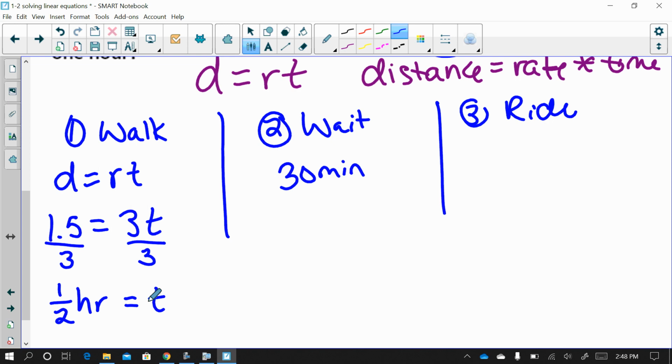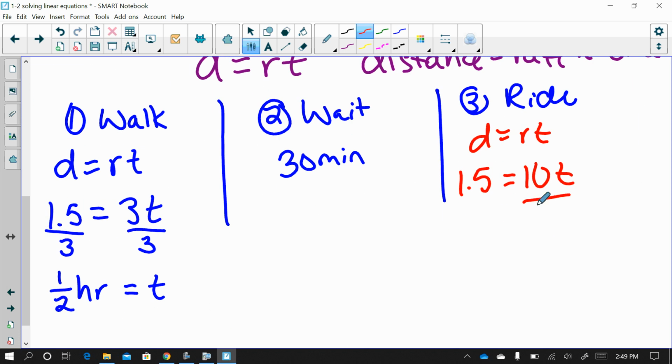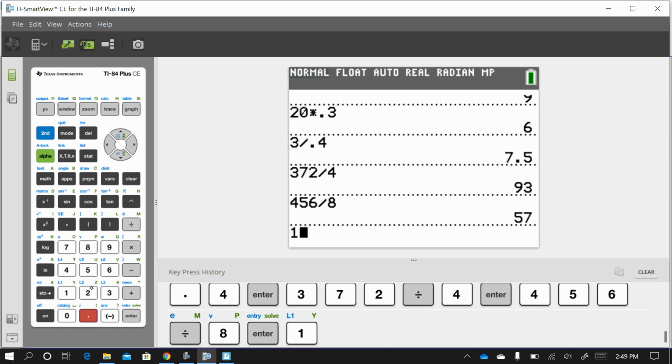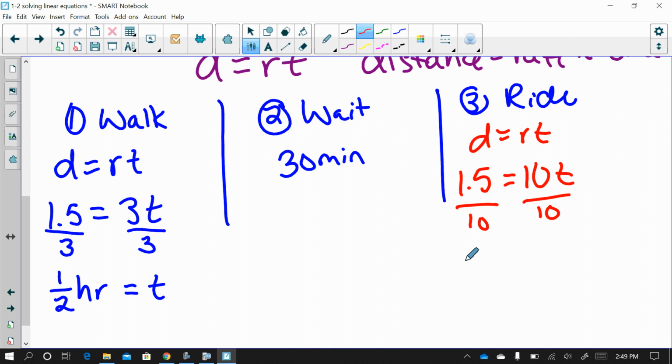Let's look at the riding now. Again, we're doing distance equals rate times time. Distance didn't change. That's still 1.5. How fast does she bike? Well, 10 miles an hour. Do I know how long it takes? No, I'll keep that T. So if we solve, divide by 10. 1.5 divided by 10 is 0.15. And that's in hours.